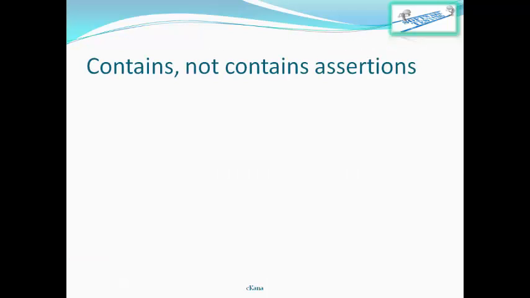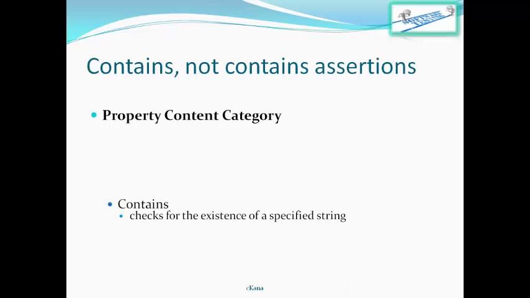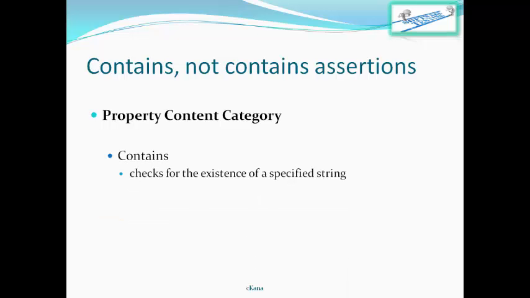Okay, now let's move on towards the contains and not contains assertions. Assertions are divided into several categories for easier managing. Only categories that contain applicable assertions for a specific type of sampler are enabled. One type is the contains assertion. This searches for the existence of a string token in the property value. It supports regular expressions also. This is applicable for any property. So it checks for the existence of a specified string.